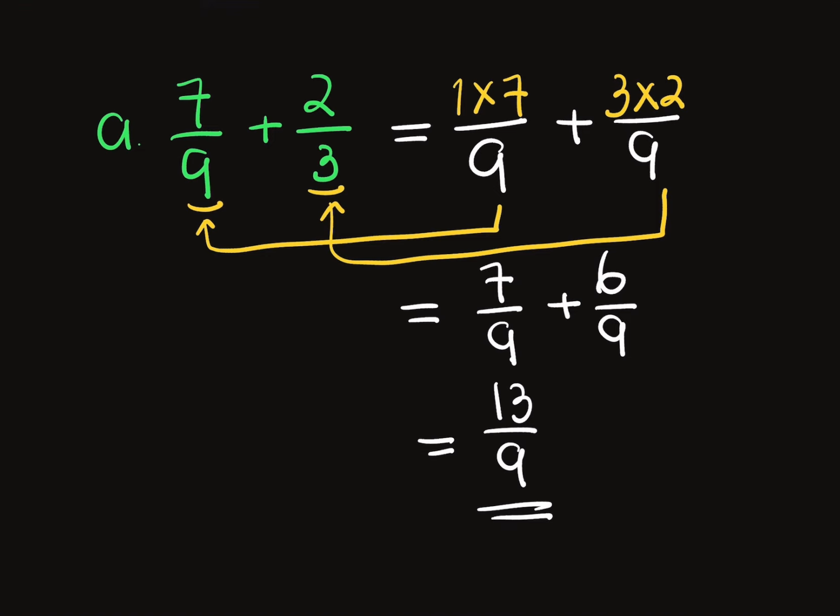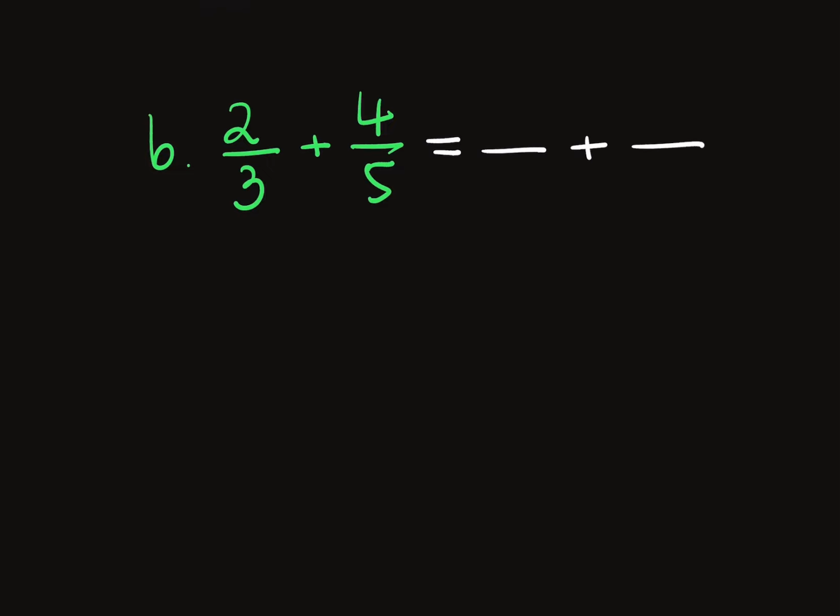The second question, we have 2 out of 3 plus 4 out of 5. That equals, find again the common factor for 3 and 5, which is 15.